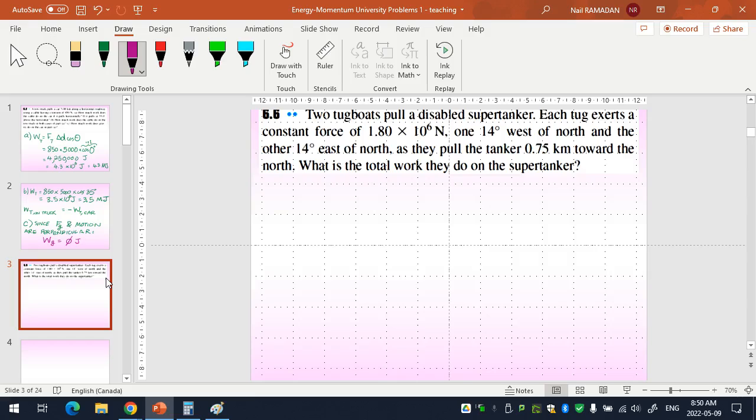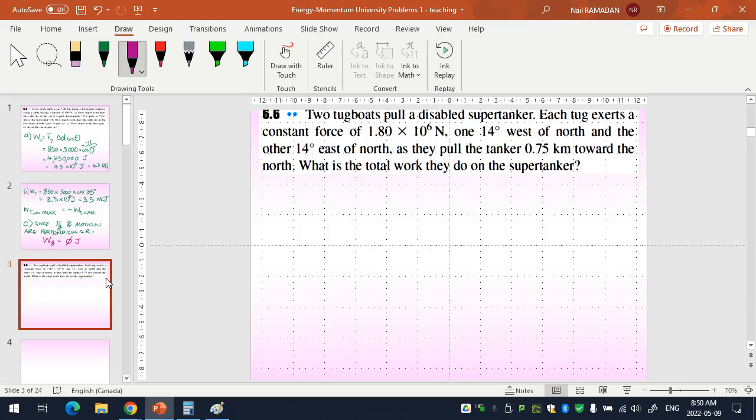Two tugboats, as far as you're concerned, two people, are pulling on a disabled super tanker. So basically, two forces are acting on one single object. Each tug exerts a constant force of 1.8 times 10 to the 6 newtons, one at 14 degrees west of north. West of north. I remember the old Nelson textbook used to use that notation. What's west of north? Northwest, exactly. So north, 14 degrees west. And the other one is 14 degrees what? East of north, or north, 14 degrees east.